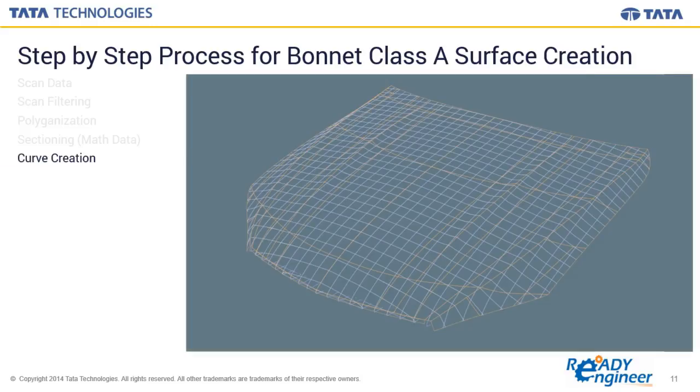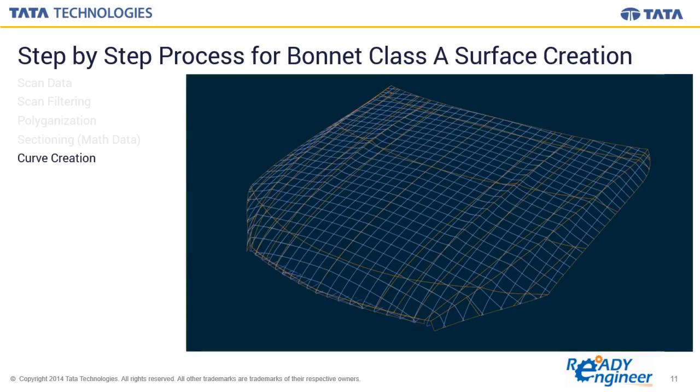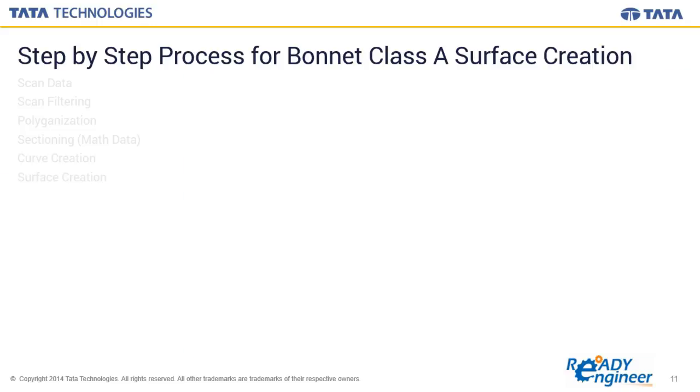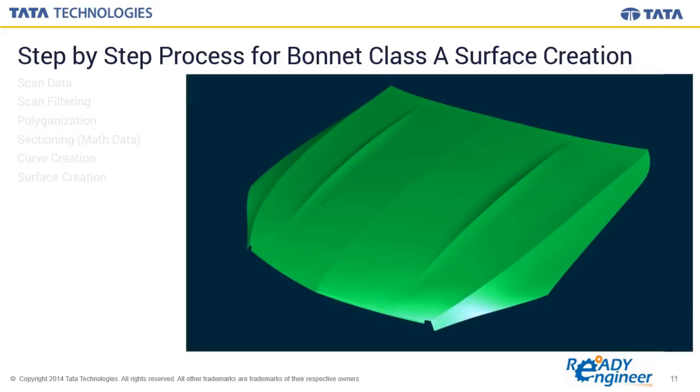From here, we start making curves, and we start plotting feature-wise what curves lie where, and we start building a curve network of it. Once we have the curve network, from that we can build a surface network, and we regularly check certain quality parameters in that, like deviation and curvature continuities and all that, so that it meets all the Class A norms.